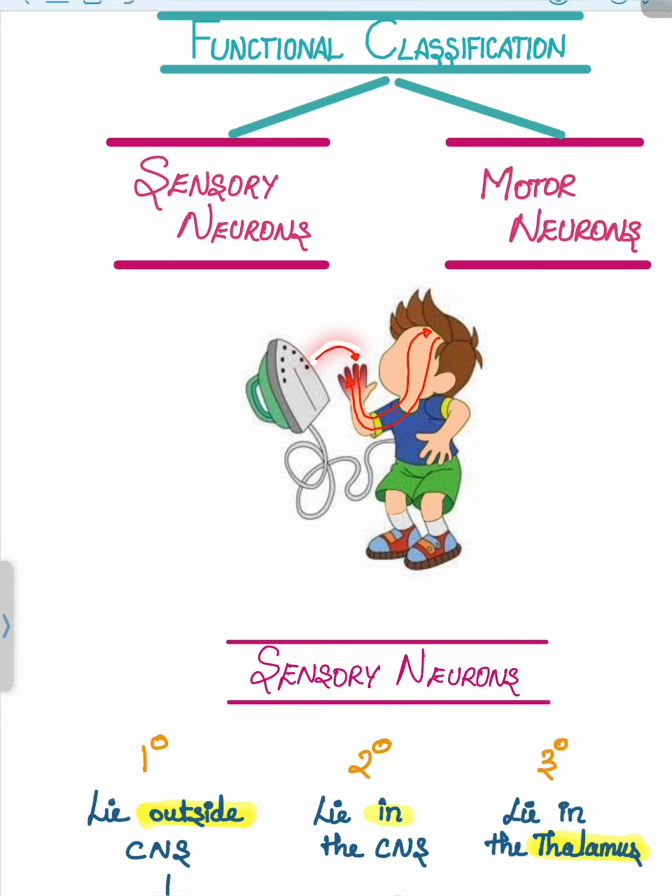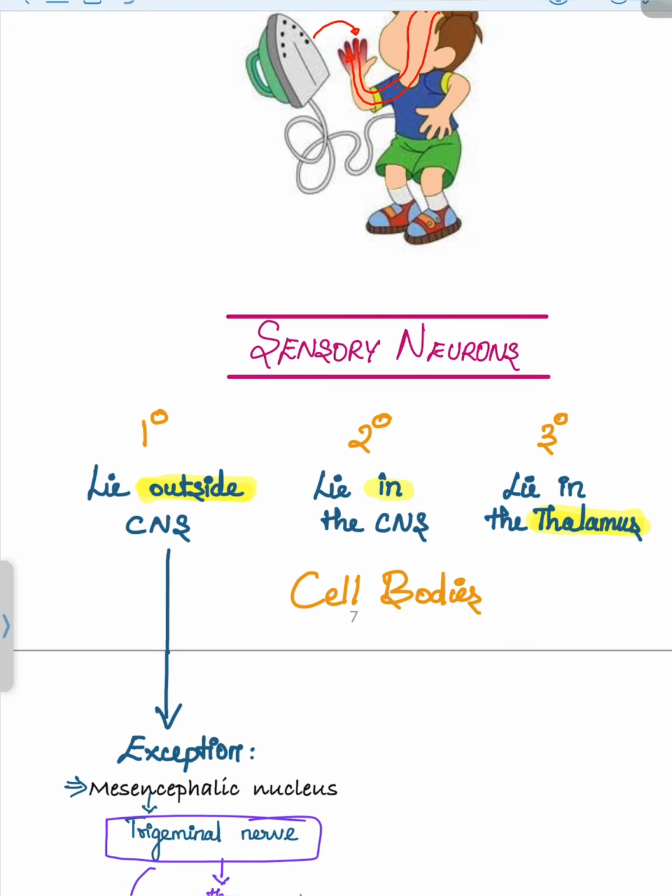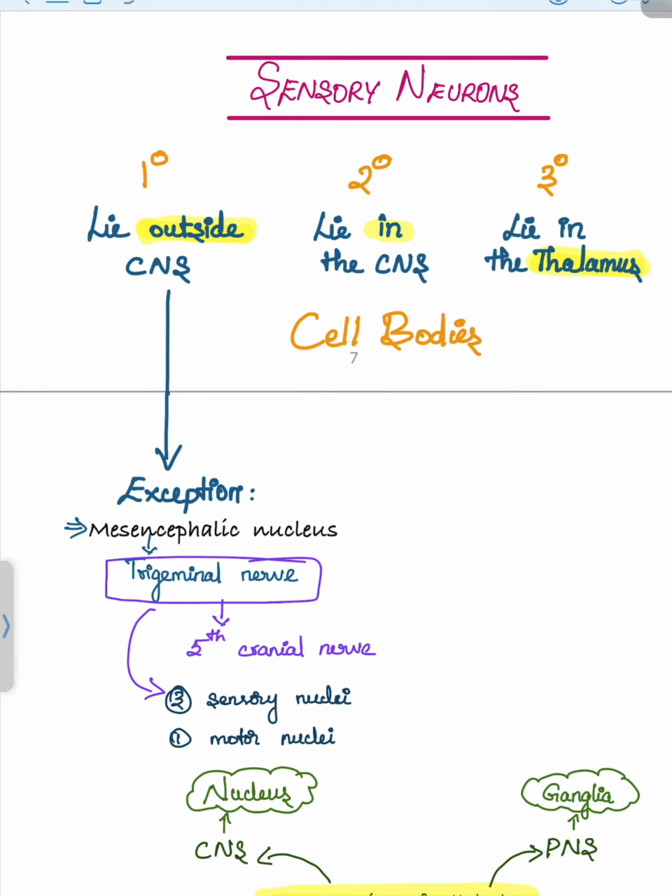The impulse received by the child is taken to the central nervous system by the sensory neurons, and the command given by our central nervous system to the muscle to respond to the sensation is taken through the motor neurons. Okay, that's it. Now, let's go deep into these topics.